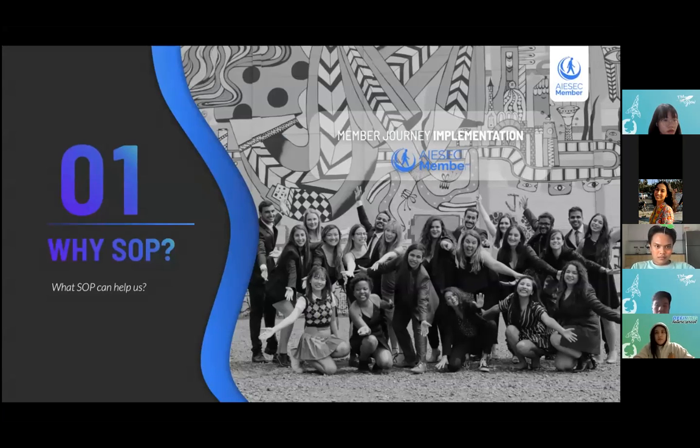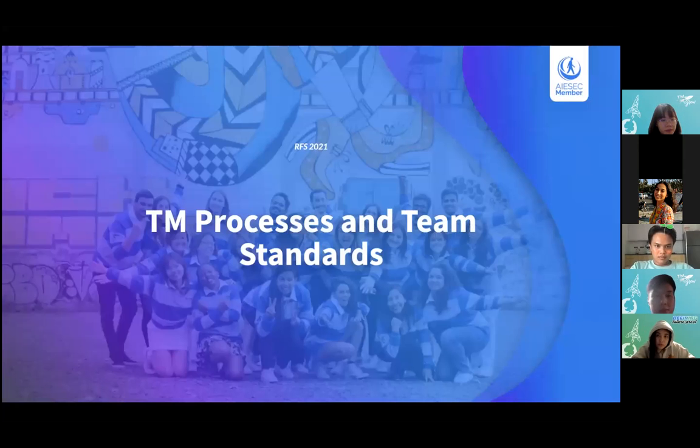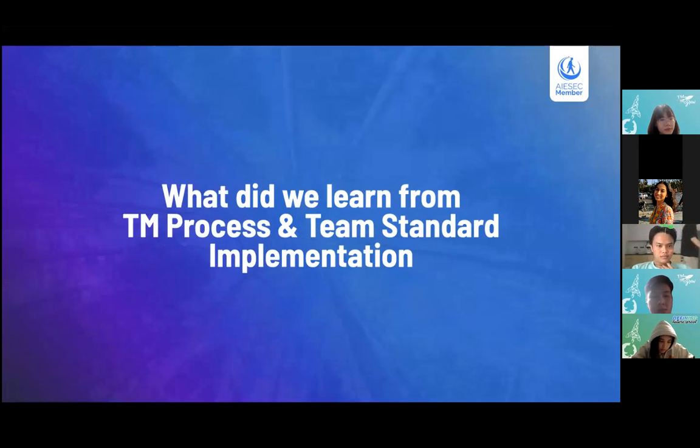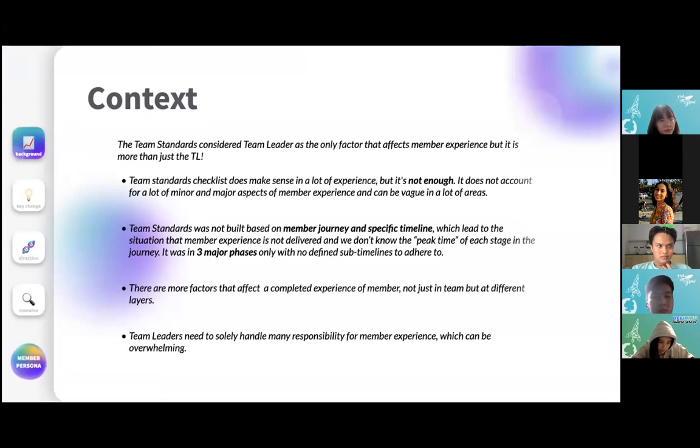Okay, to start with, understanding why SOP is needed or how SOP can help us. We start with the team processes and team standards itself. This is a little historical context evaluation, I would say. What we learned from TM processes and team standards implementation is something we all know. We all understood this in the previous RFS, in the MXP summits, in the first commission call that we all attended as well. In the team standards, we only considered team leaders as the only factor that affects membership experience. But as the research continued, we understood that member experience is hampered or empowered by a lot more aspects than that of a team leader.